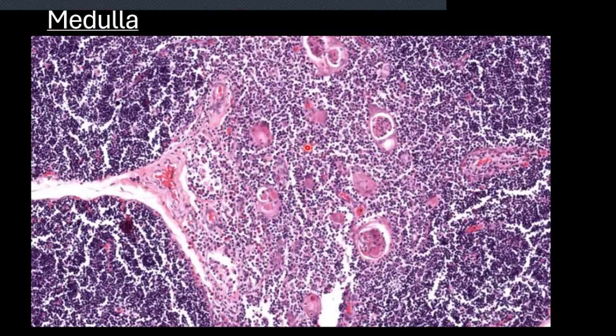You also have the T lymphocytes, okay, the T lymphocytes. You also have some macrophages within the medulla to clear those cells which do not abide by the criteria of negative selection.